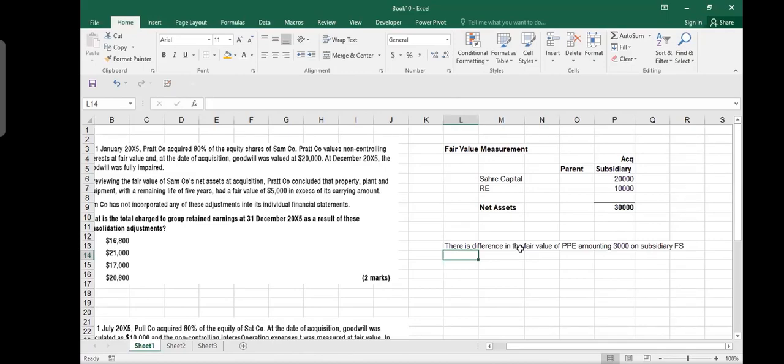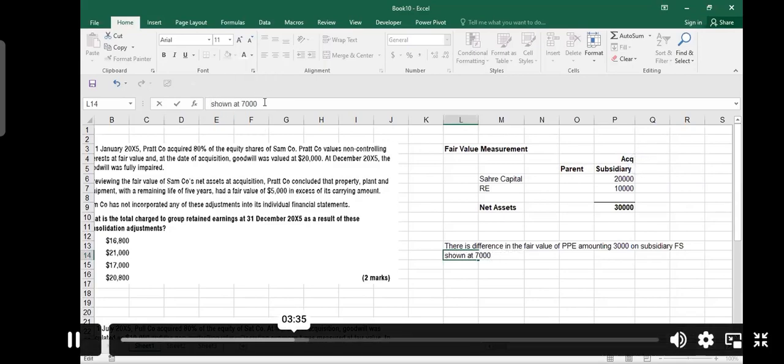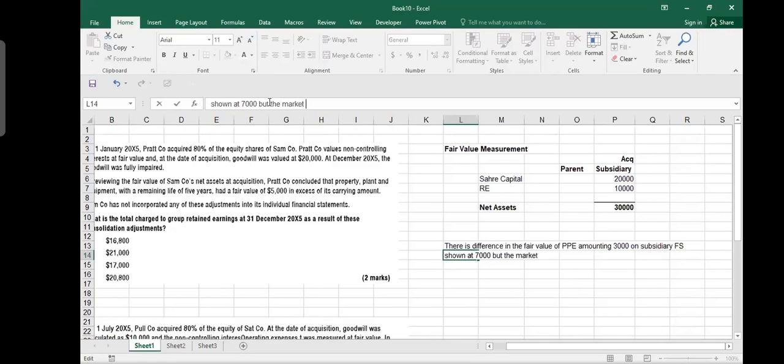It is very normal. The parent is measuring the assets at fair value, and the subsidiary has all the right to measure at cost model. So when the parent acquires this company, they will run a fair value test. They will see what the fair values of these assets are, and they will find that there is some property, plant, and equipment which on the balance sheet is shown as, let's suppose, 7,000. But suppose that the market value is 10,000.